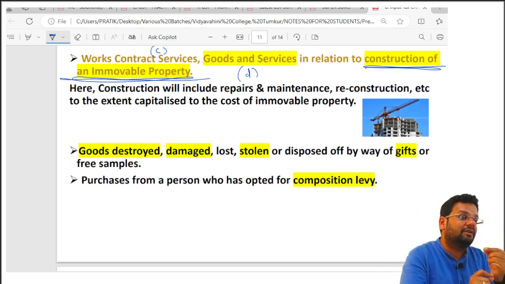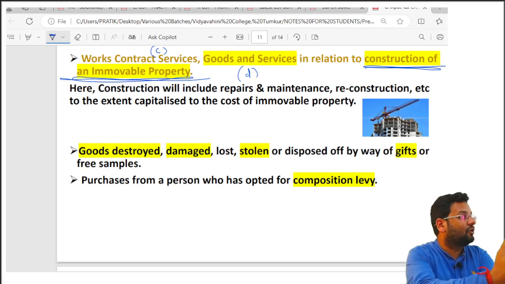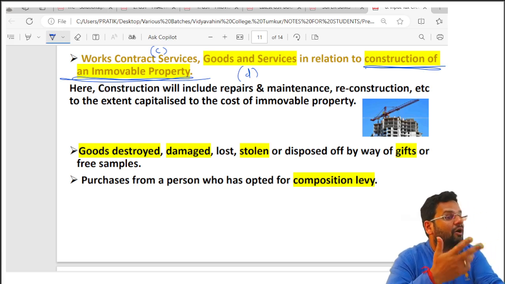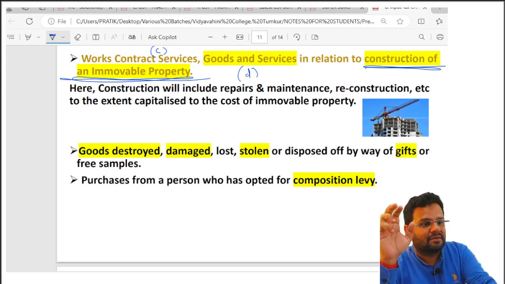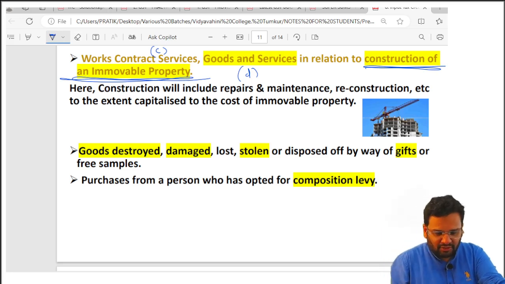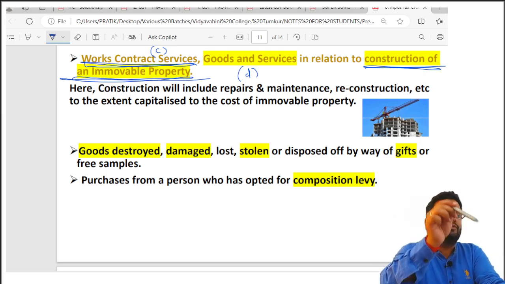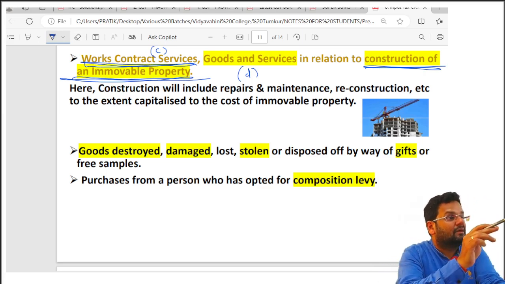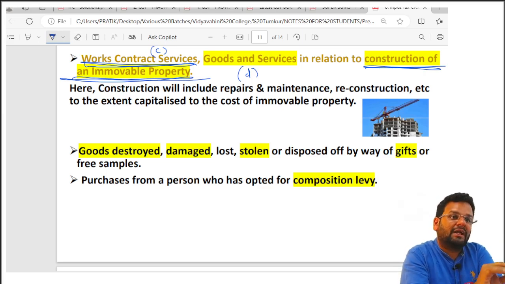This facility is given in schedule 2. If you see in your index what is schedule 2, certain services are called as supply of goods and certain are called as supply of service. Whole point is works contract is a service. That's why we are using the word works contract service. Now this works contract service can be used in relation to an immovable property. So for that also ITC will be blocked.